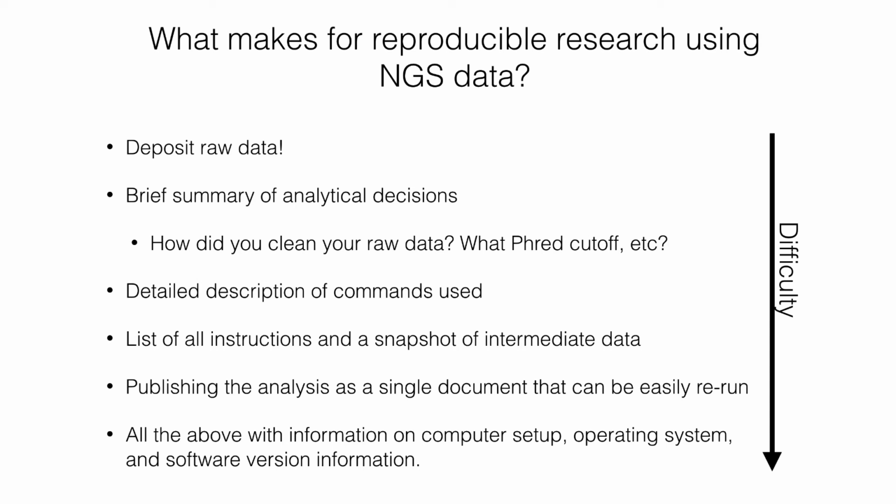Well, the least difficult thing is to deposit your raw data in the SRA. It's not that difficult to include a summary of your analytical decisions. This should be your methods. A lot of people don't realize that methods aren't just wet lab things. It's not how much you pipetted. It's also how did you clean your raw data? What Phred score cutoff did you use? What size sliding window? What program? Those are all methods that impact your results. And so clearly outlining that is important.